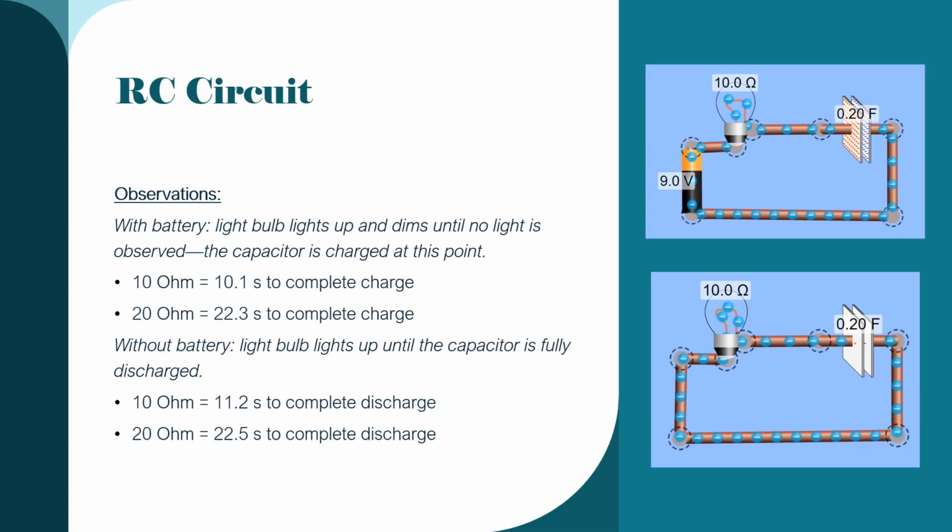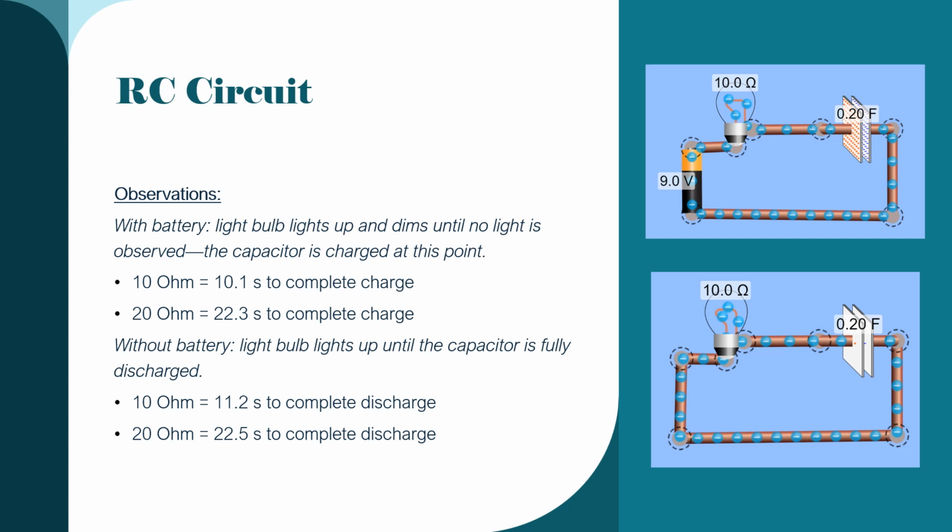For the RC circuit, we have some observations. With the battery, the light bulb lights up and dims until no light is observed. This means the capacitor is charged at this point. For the 10 ohm light bulb, which is pictured to the right, it took around 10.1 seconds to completely charge. And for the 20 ohm light bulb, which is not pictured, it took around 22.3 seconds to completely charge.